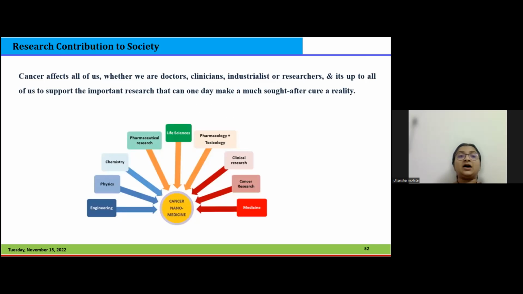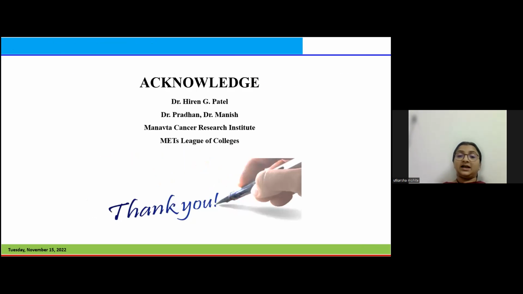Thank you. Lastly, for cancer nanomedicines, we have worked with the entire clinical research centers, physics, chemistry. We have discovered the entire concept, and I acknowledge Dr. Hiran Patel sir, my guide, my fellow Pradhan sir, and the Research Center Institute Manavta, and my current institute, MET's League of Colleges, who gave me the opportunity to work on this. Thank you.